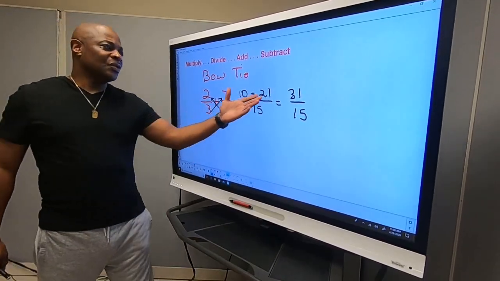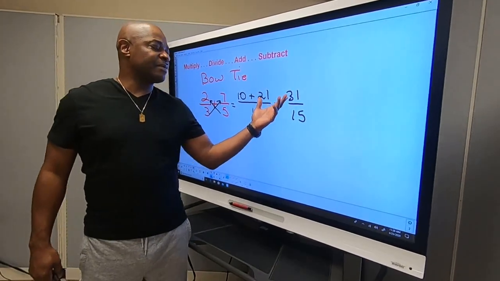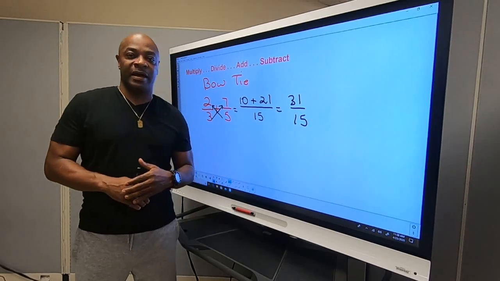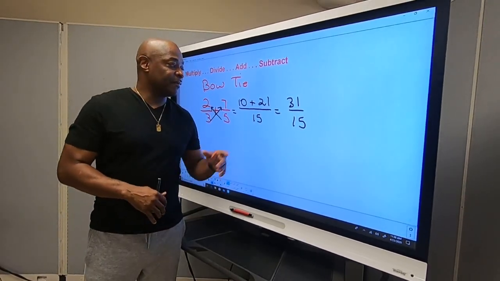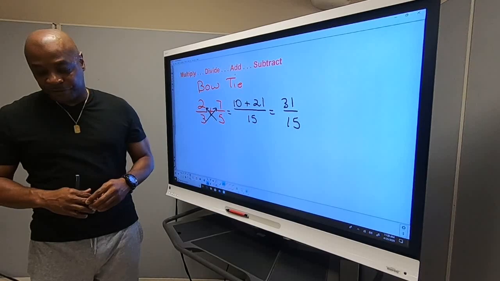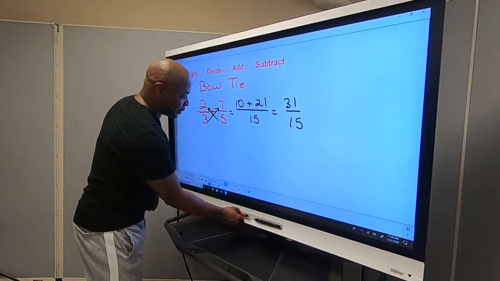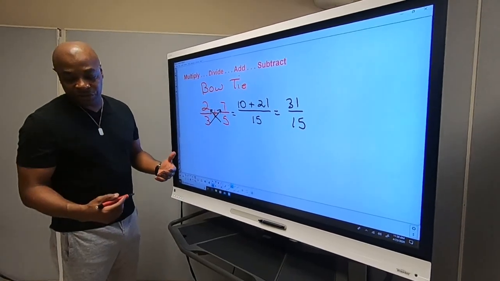Now, we can change this improper fraction to a mixed number, but we're going to just stick with this for right now. And our answer will be what? 31/15. Okay? Now, I want you to do the same thing. I'm going to give you a chance to do it.